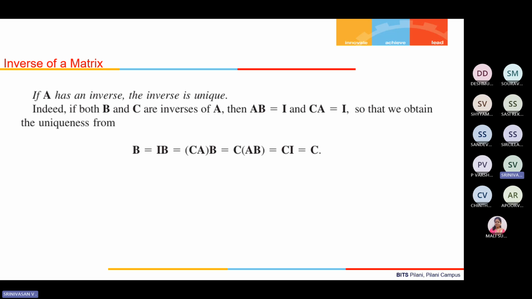And thus, we started with B and going through the properties, we are able to end up with saying that it is equal to C. So, there cannot be two different inverses. So, it is unique. Have you got this point? It's an important point to ponder.